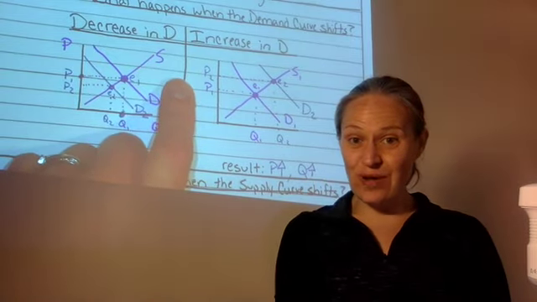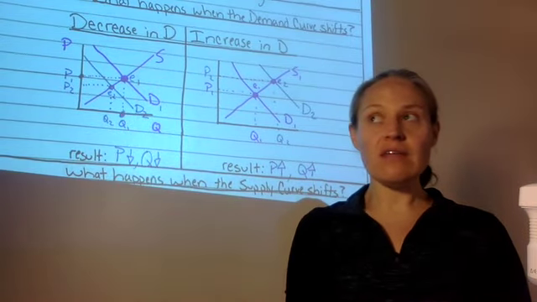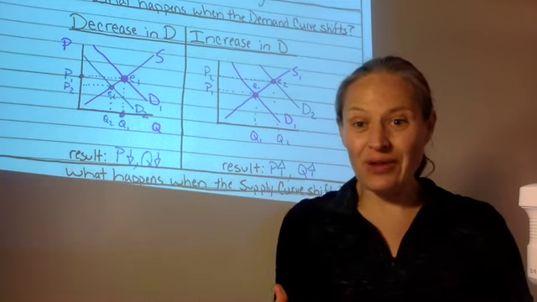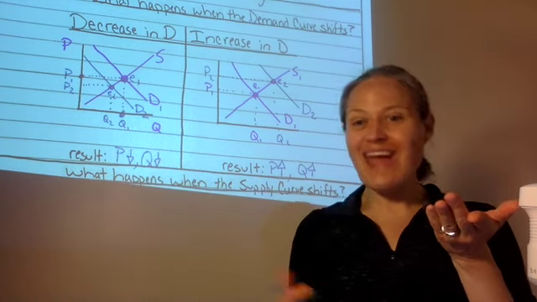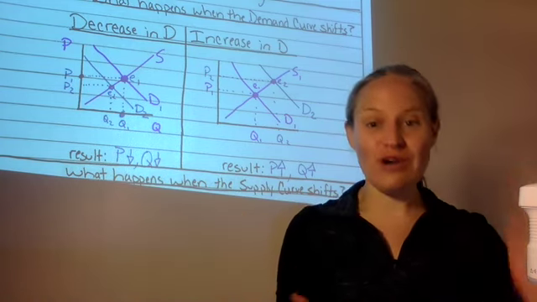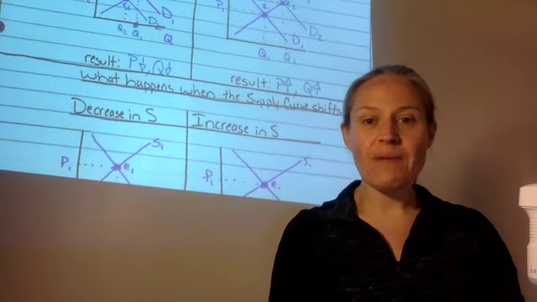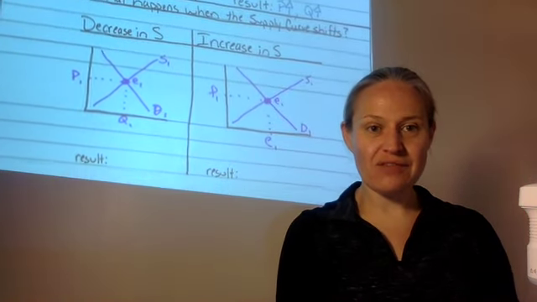And that makes sense to us because if something becomes more popular, they can raise the price on it and you'll find more of it out in the stores. All right, what happens when the supply curve shifts?